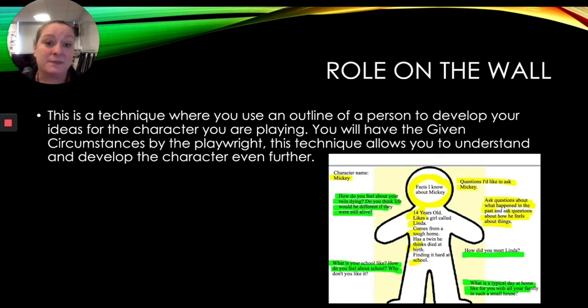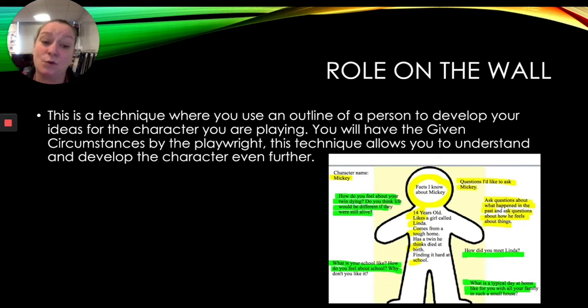We can develop this by doing things like role on the wall. So this is a technique where you use an outline of a person to develop the ideas for the character you're playing. So you'll have given circumstances by the playwright already, but this technique allows you to develop the information you've got about the character a little bit further. The example you can see here is actually a role on the wall based on Mickey from Blood Brothers.